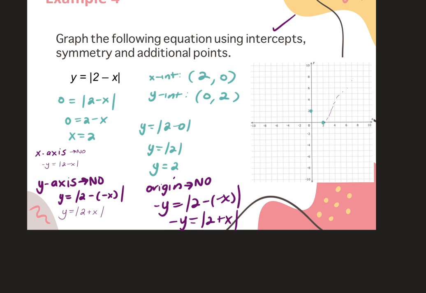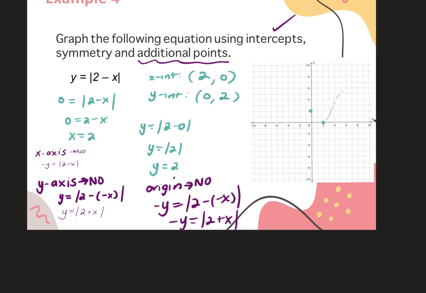So now I would plug in points to the right of that 2 and see if it comes back up again. I'm literally going to plug in 3, and that's what it means by additional points. If symmetry gives you enough information to finish out this graph, then you wouldn't have to do additional points. It is only if you don't know what's happening.